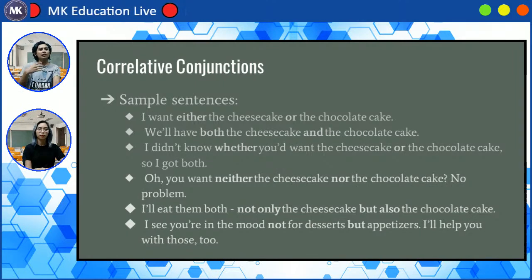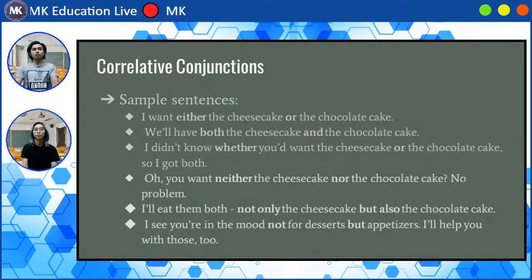Next, I see you're in the mood, not for desserts, but appetizers. I'll help you with those too. So for this example, we have the word not. So not represents negative, something that you don't want. But after that, you put but, which represents the thing that you actually want, over the one that comes after the not. Okay? So that's just some short explanations for the subordinating conjunctions and the correlative.